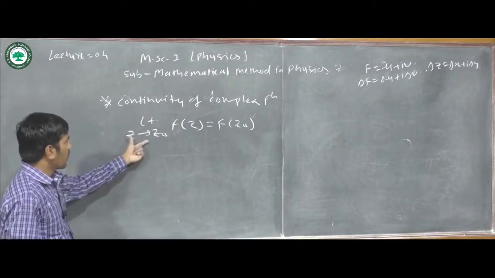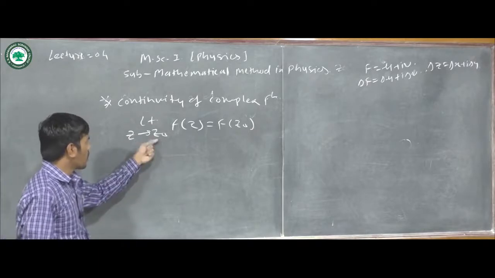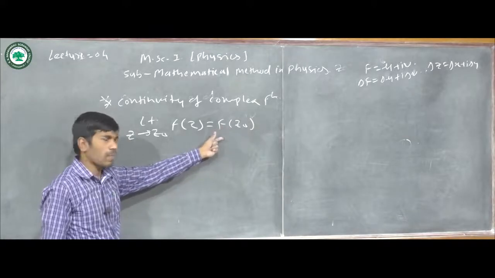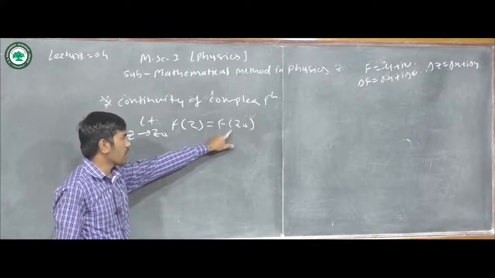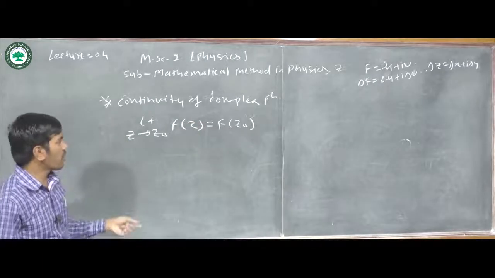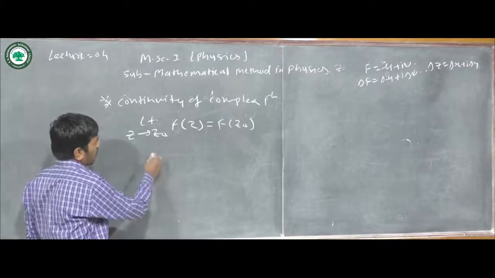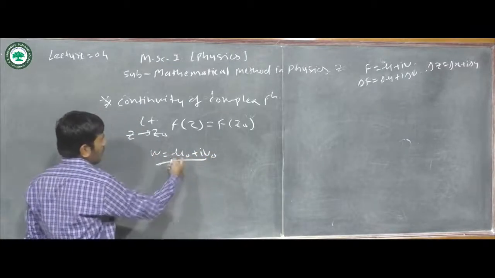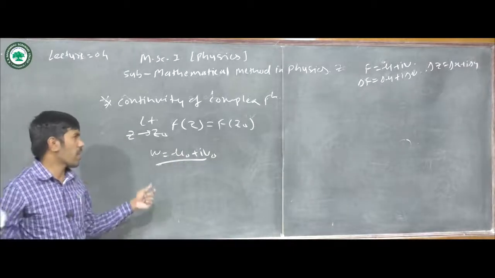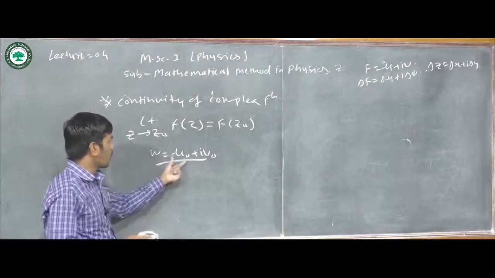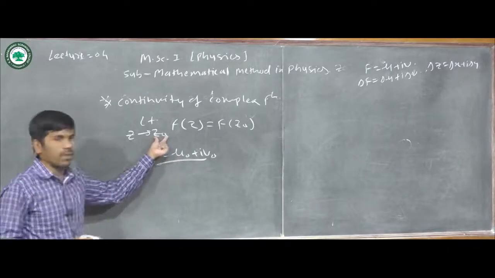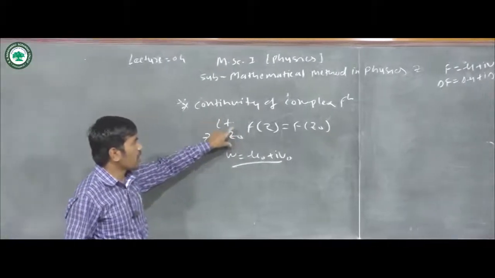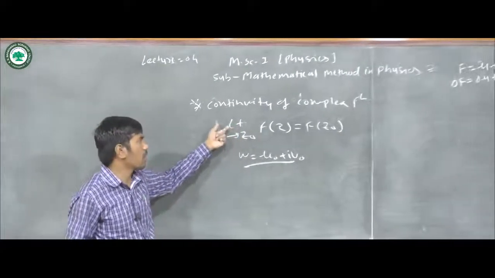So when z approaches z naught, at this point f(z) exists. Okay, if we consider in the w plane also, this w we can write as u naught plus iota into v naught. Okay, so this u naught and v naught exist in the w plane at this point z naught. Okay, so this is the definition. I am only discussing the definition of continuity of functions.